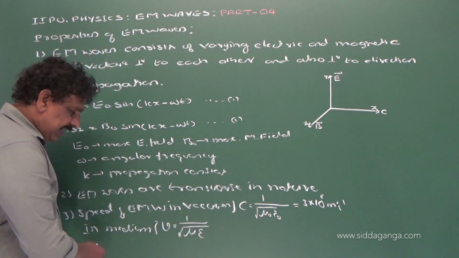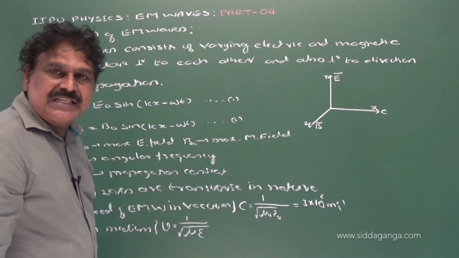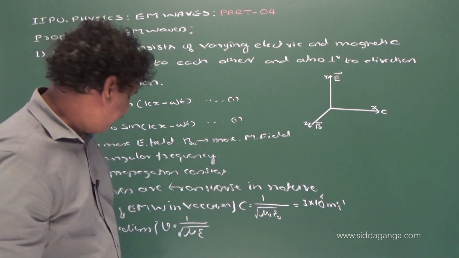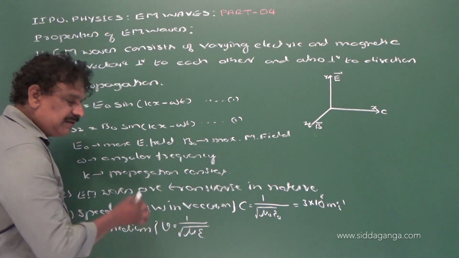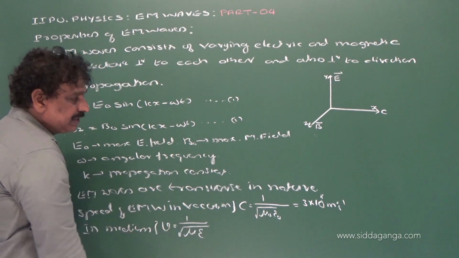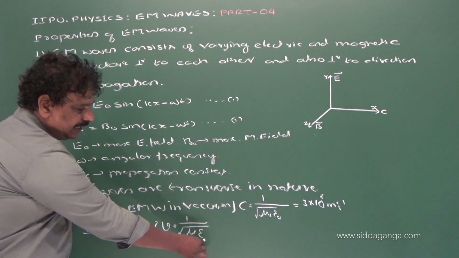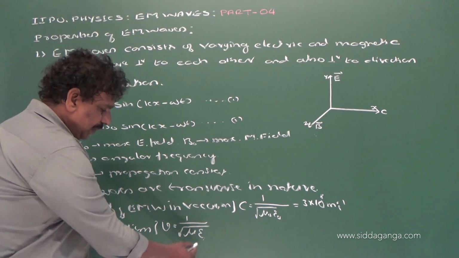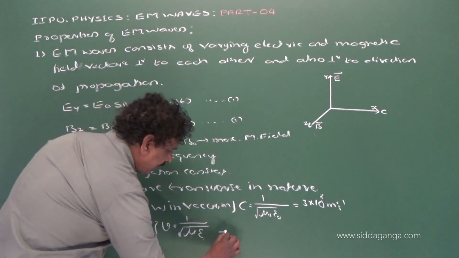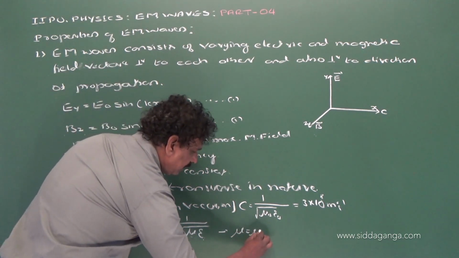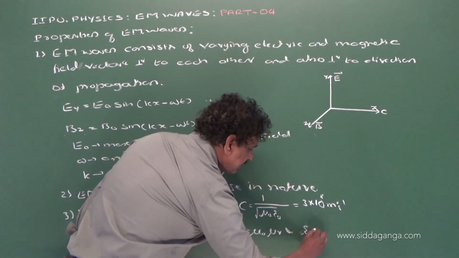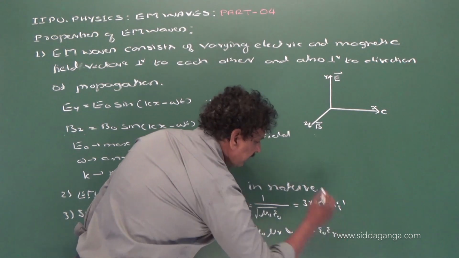The speed of light is different in different media, just like the speed of a sound wave is different in different media. In any other medium, the speed of light v is equal to 1 by square root of mu epsilon, where mu is the permeability of the medium. Now, we can write mu equals mu naught mu r, and epsilon equals epsilon naught epsilon r.